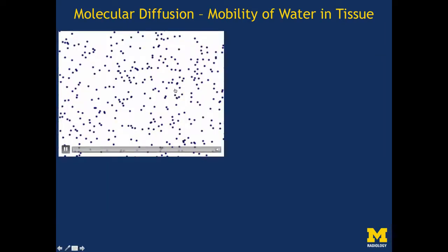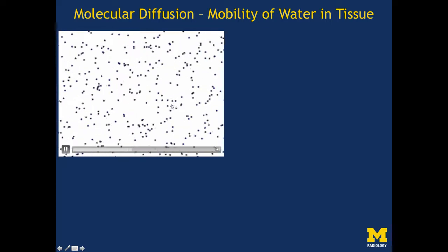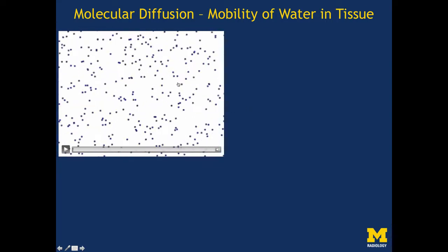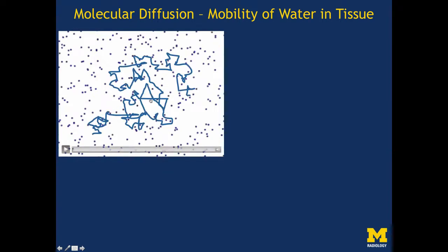Diffusion. Our signal source, water, is not holding still. It's percolating through the tissues. How we can measure diffusion is if we could measure roughly how far any one molecule moves in a certain interval of time, and that's what we can do to quantify how mobile these water molecules are.